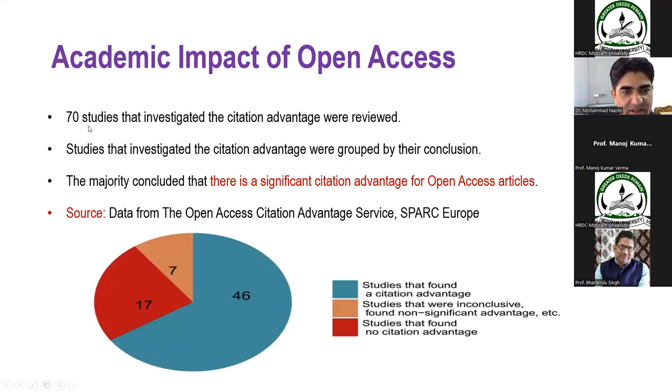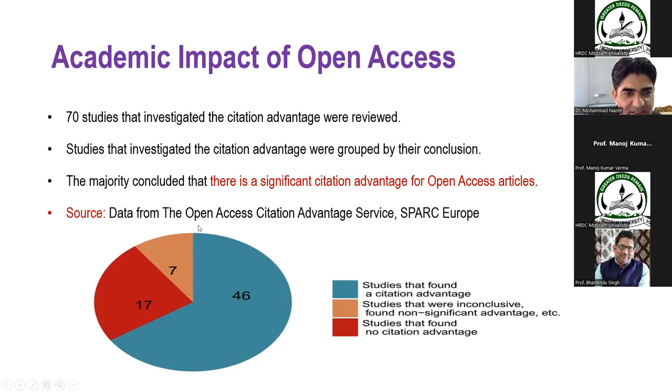I have just reviewed 70 studies that investigated the citation advantage of open access and non-open access articles. So these studies that investigated the citation advantage were grouped by their conclusion. The majority of the studies concluded that there is a significant citation advantage for open access articles. And this data is from the Open Access Citation Advantage Service of SPARC Europe. I have taken data from there.